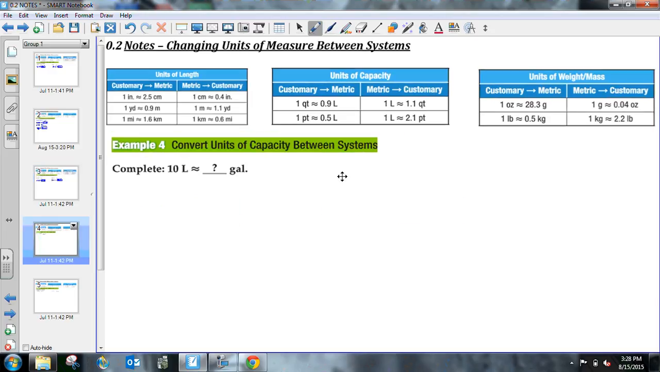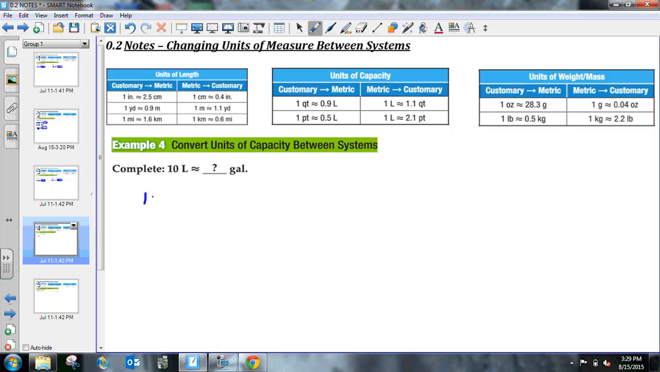In example 4, I have 10 liters, and I want to figure out how many gallons that is. Uh-oh, folks, we've got a problem here, because I don't have anything that goes from liters to gallons. So I think I'm going to have to use something over here. I've got liters, and I'm going to convert that into quarts, because I know that there are 4 quarts per gallon, and we learned that in 0.1.